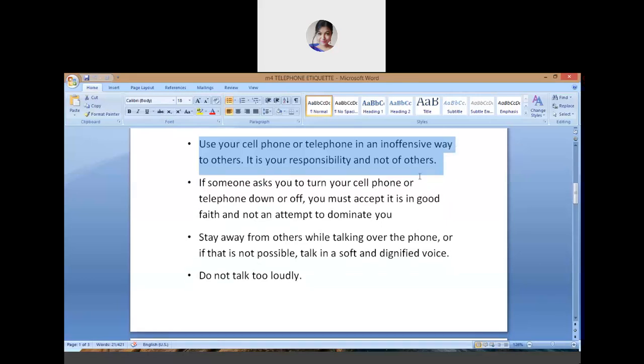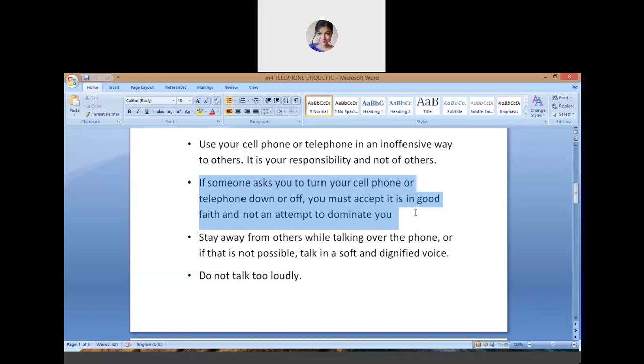Okay. Next is, if someone asks you to turn your cell phone or telephone down or off, you must accept it in good faith and not as an attempt to dominate you. If you are in a public place and you're having a conversation over the phone, and somebody asks you to turn down or turn off your phone, you must not be offended. You should not be offended. You must accept it in a good way, in good faith, and do not think that the other person is trying to dominate you. Okay, you must accept it in good faith.